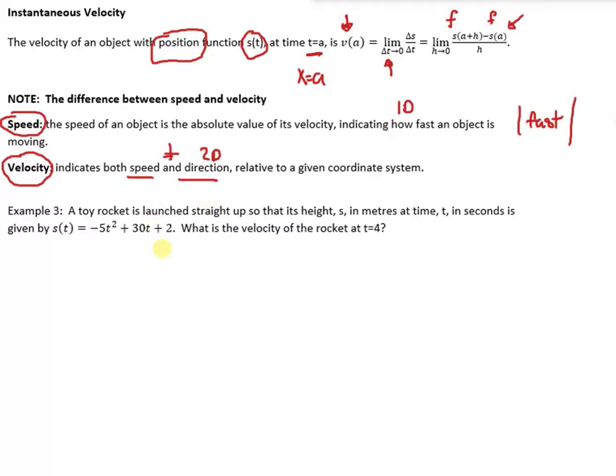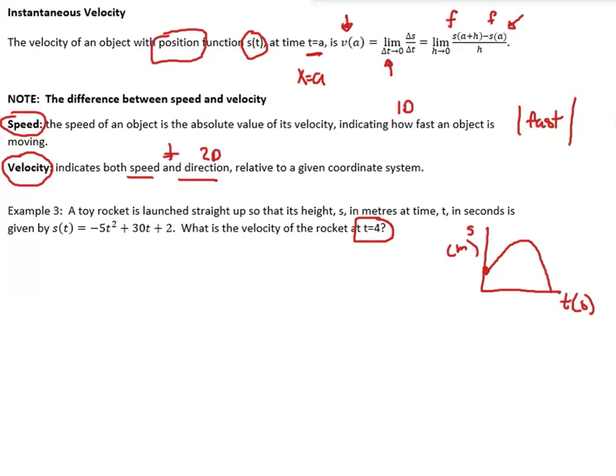Okay, so let's talk about a toy rocket. A toy rocket is launched straight up, wherever it starts, straight up, so that its height, s, in meters, and time in seconds, is given by this equation. What is the velocity of the rocket at t equals 4? So they only give us 1 point. Let's actually sub in the t equals 4 to this equation here.